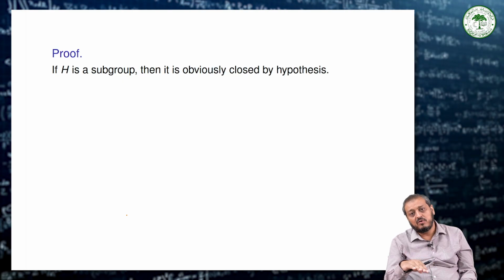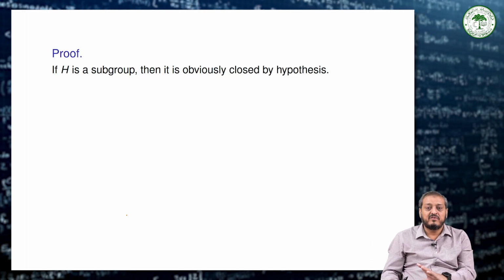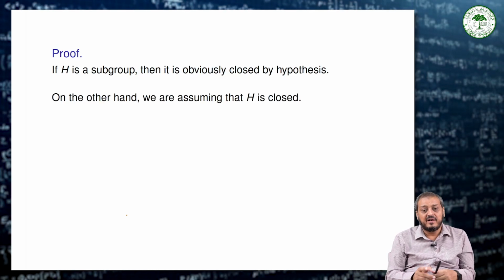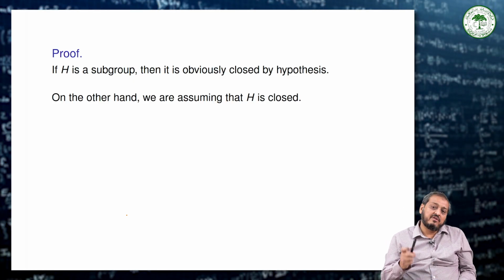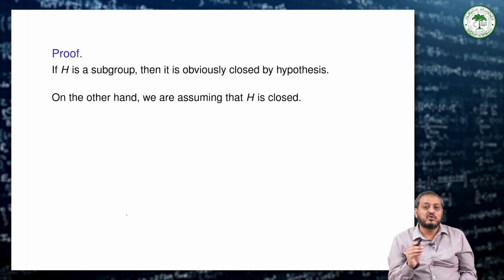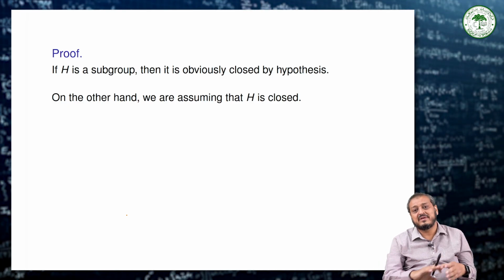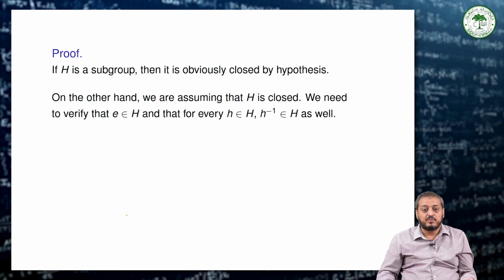If H is a subgroup, then H is closed. So, this direction of the proof is very trivial. Now we have to prove the other direction, assuming that H is closed. If H is closed, then we have to show that H is a subgroup, meaning it satisfies all the properties of a group.